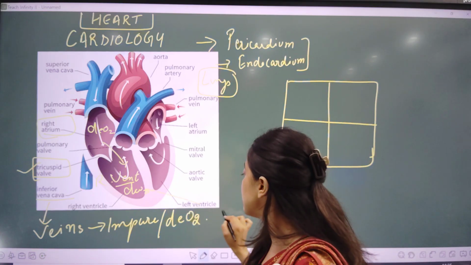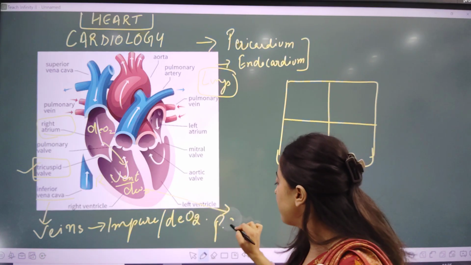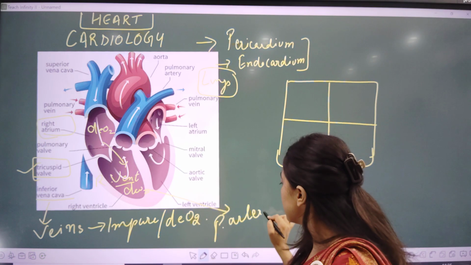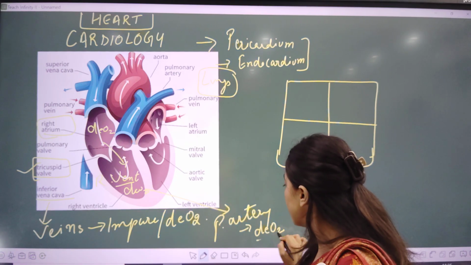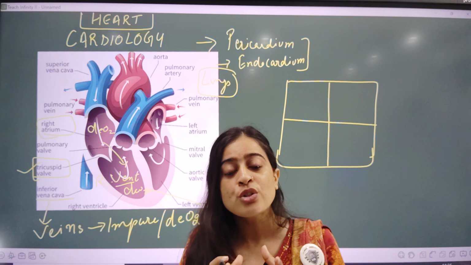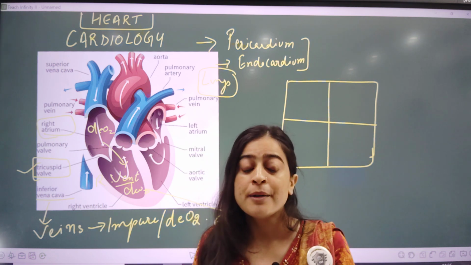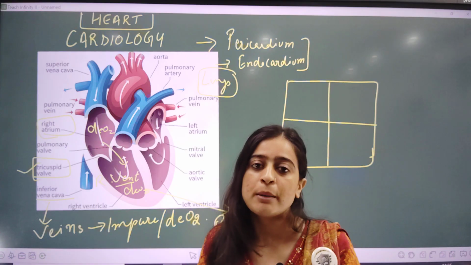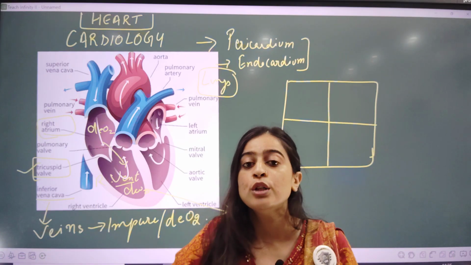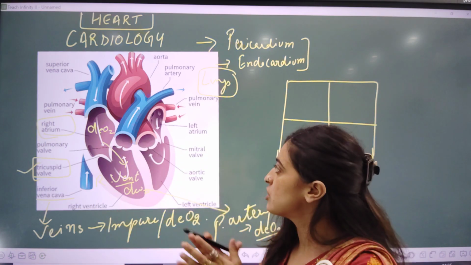Here is the major exception, the pulmonary artery. The pulmonary artery carries deoxygenated blood. As you know, arteries always carry oxygenated blood, but the pulmonary artery is the exception, which carries deoxygenated blood from the right ventricle to the lungs for oxygenation.